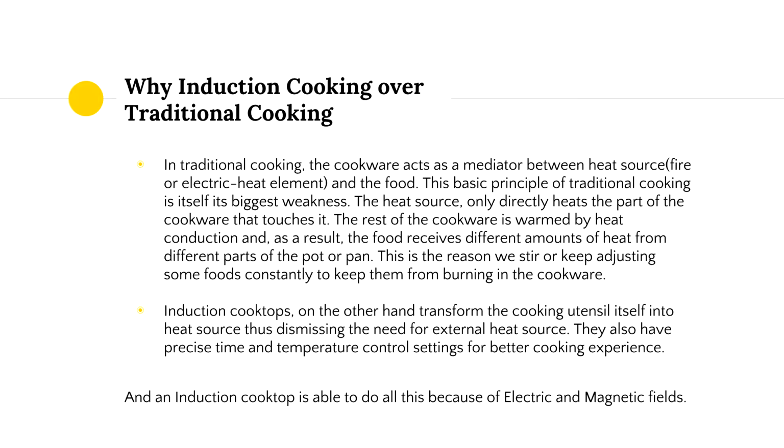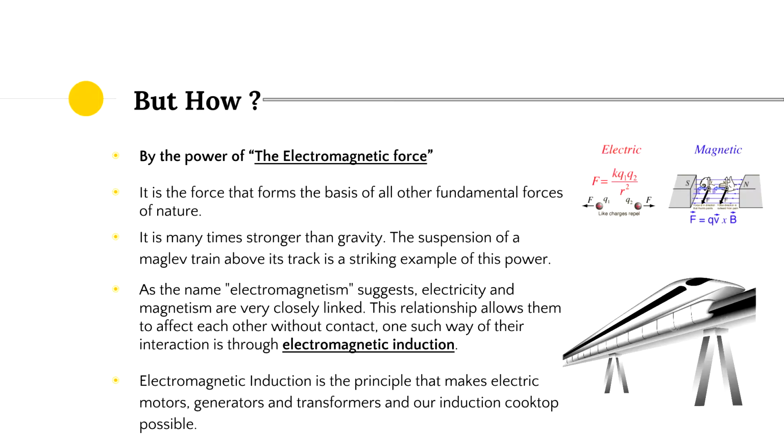Induction cooktops, on the other hand, transform the cooking utensil into the heat source, thus dismissing the need for an external heat source. They also have precise time and temperature control settings for a better cooking experience. They are even faster than normal stoves. And an induction cooktop is able to do all this because of electric and magnetic fields. But how? Using the power of the electromagnetic force.